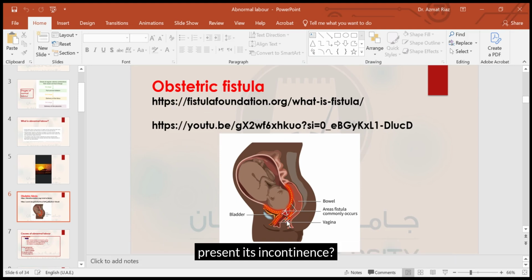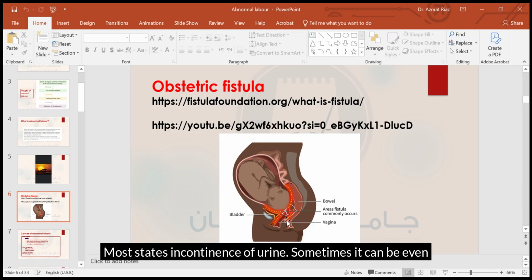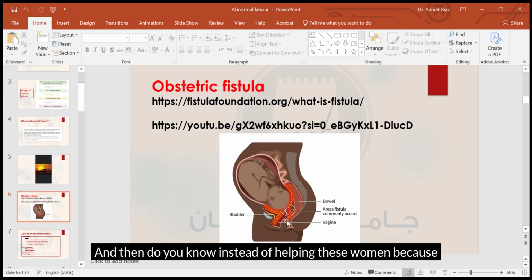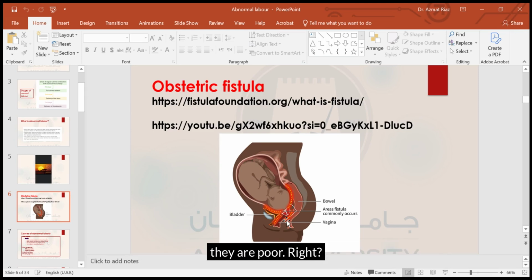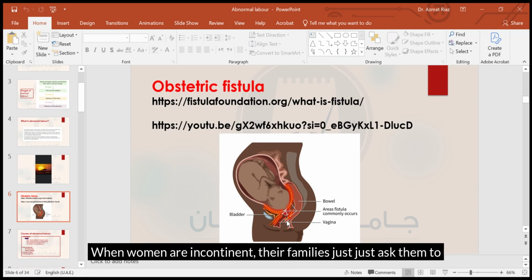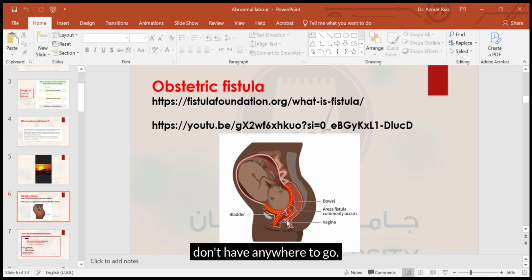And how will the woman present? It's incontinence. Mostly it's incontinence of urine. Sometimes it can even be incontinence of stool. And then, do you know, instead of helping these women, because they are poor, right? Because of the smell, there is a lot of smell. When women are incontinent, their families just ask them to leave. They are divorced, they are asked to leave their home. And these poor women don't have anywhere to go.